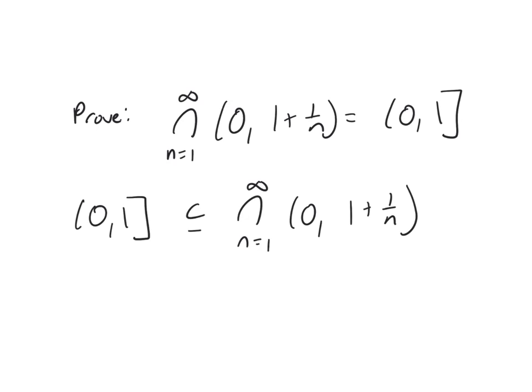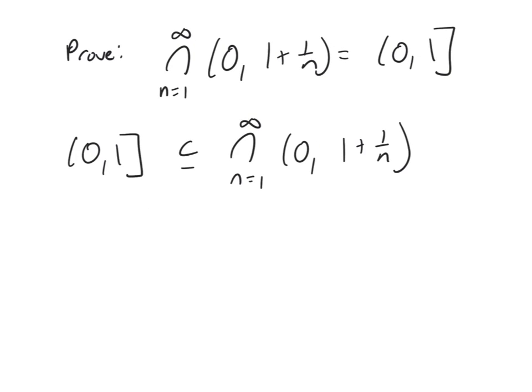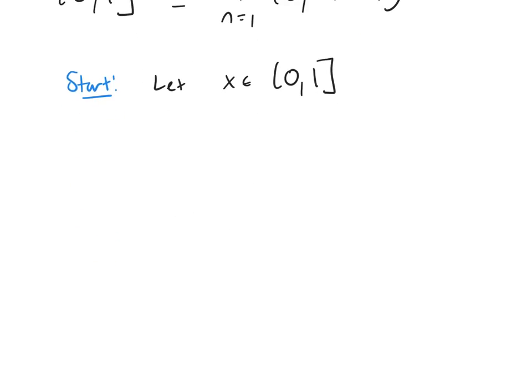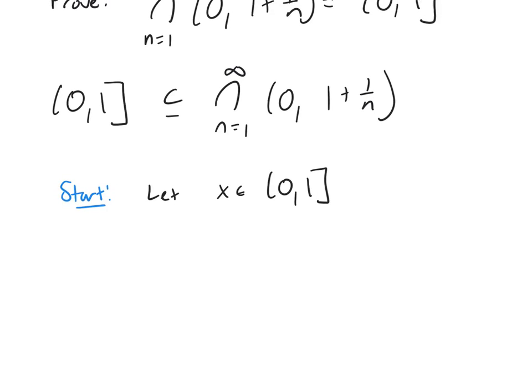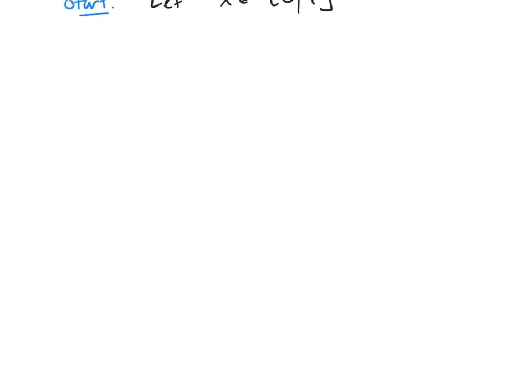Okay, so let's outline the start of our proof now. What would the start of our proof be? I'm going to let x be in this interval 0 to 1. And then what conclusion do I need to get to? Well, I need x to be in this intersection here. So that's going to be the end of our proof. The end is going to be that x is in this intersection.